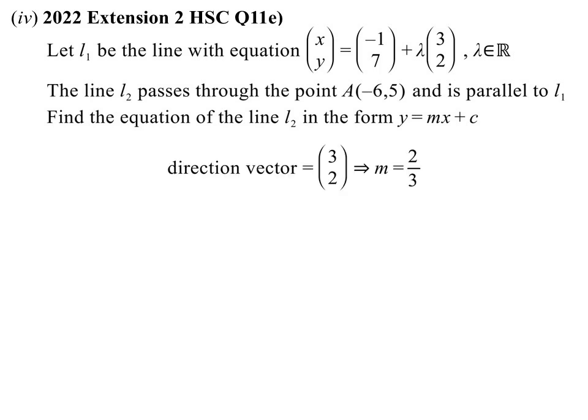Well, the direction vector is 3 on 2, so I know the slope's 2/3. I've got a point, I've got a slope. Thanks very much. How is this Extension 2? But anyway, that was in last year's HSC, and it still baffles me.